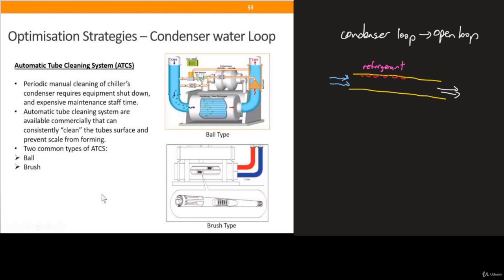The other very common method nowadays is using an automatic tube cleaning system. So how do they do that? They do that by introducing very small balls, a ball type of cleaning agent, into the condenser water. So imagine when this ball rubs against the surface of the tube, it will clean it at the same time as it is flowing. So one is using the ball method, the other one is using the brush method. These are the two common kinds of automatic tube cleaning system available in the market.